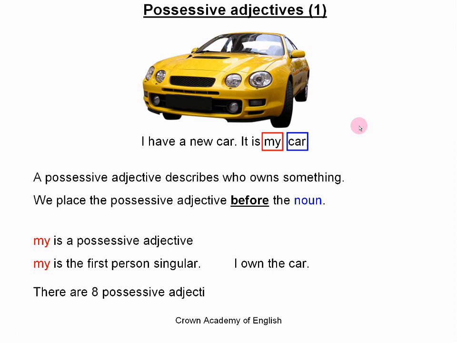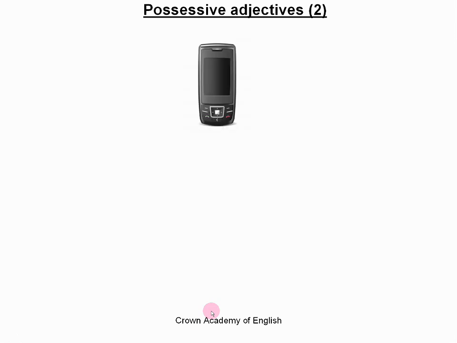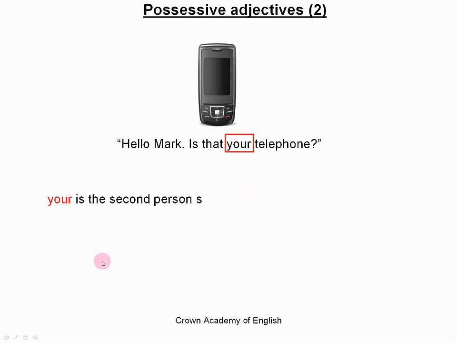And in English, in total, there are 8 possessive adjectives. And I will teach them all in this lesson. Okay, you will learn them all in this lesson. So the second one. Hello Mark, is that your telephone? Your. Your is the second person singular. You own the telephone. The telephone belongs to you. It is your telephone.